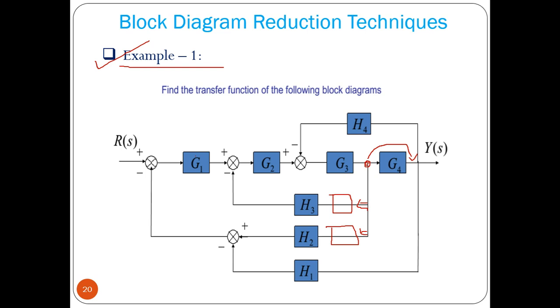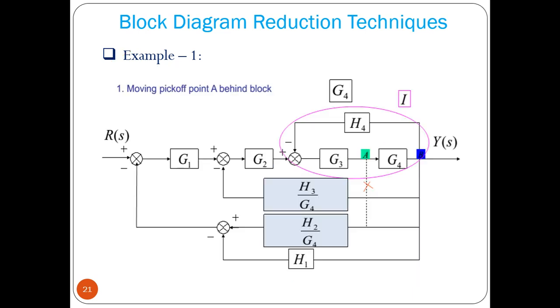If you want to shift the summing point after a block, what you have to do, you have to insert a block whose value is 1 divided by that block, G4. Here also 1 divided by G4. So what we can have now, this is H3 divided by G4, H2 divided by G4. Okay, the G3 G4 come in series, and that comes in negative feedback with H4.